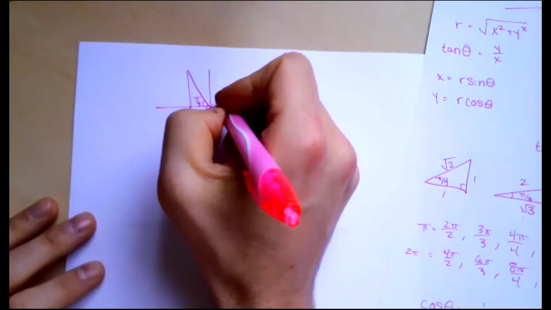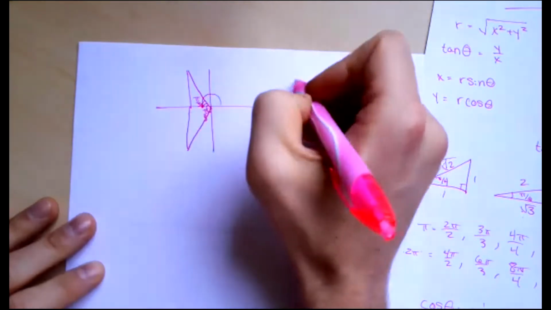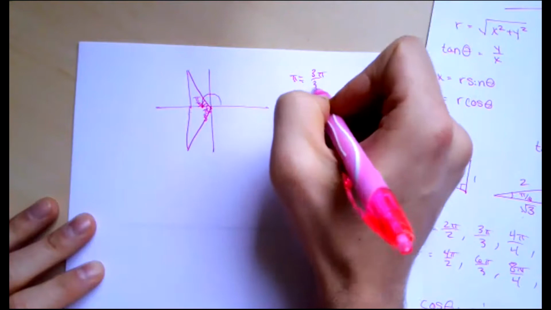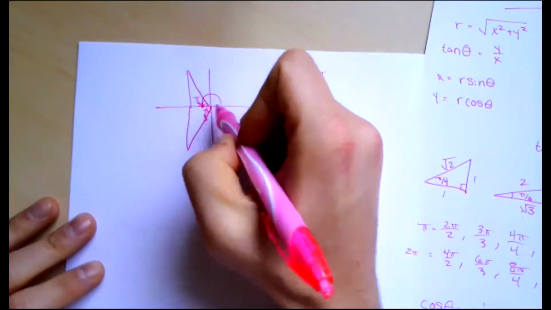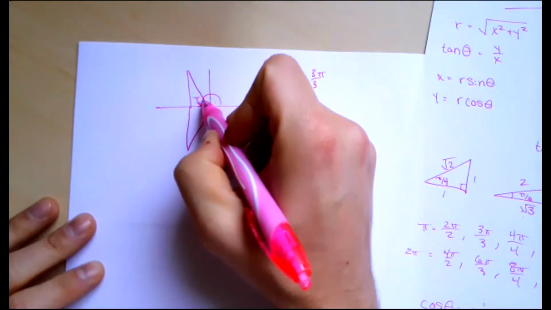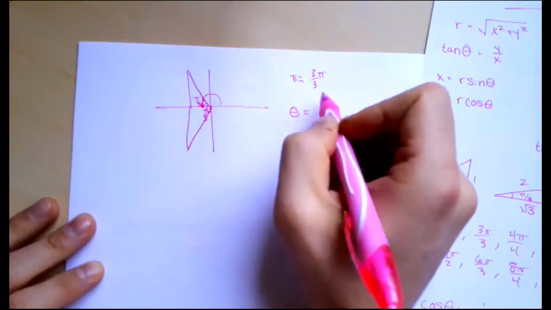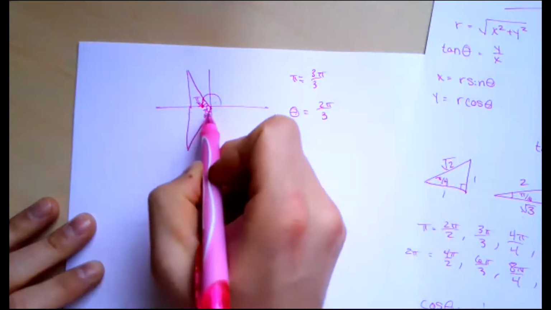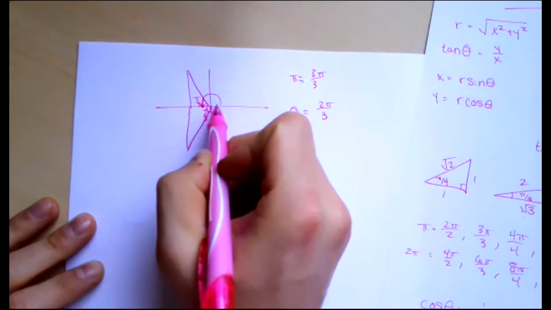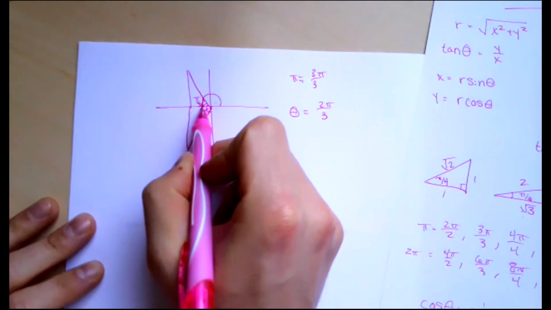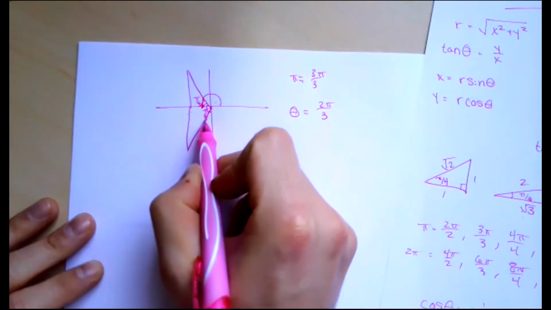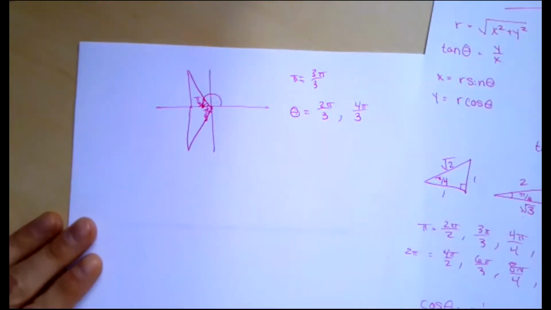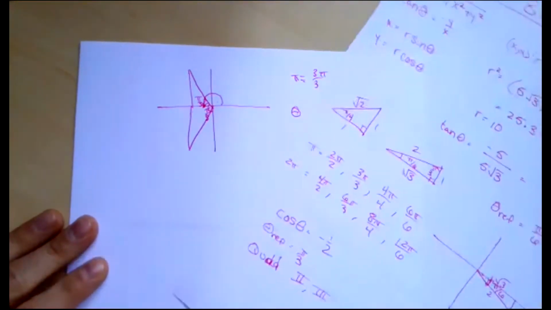Well, if I go pi, my denominator is 3, so pi is 3 pi over 3. How do I get this angle? Well, I go 3 pi over 3 and then go back 1. So if I go 3 pi over 3 and back 1, I'm at 2 pi over 3. How do I get to this angle, the furthest one? Well, I go 3 pi over 3, and then 1 more pi over 3. And those are the two solutions to our cosine theta is -1/2.